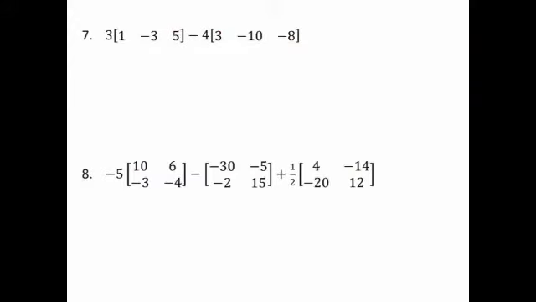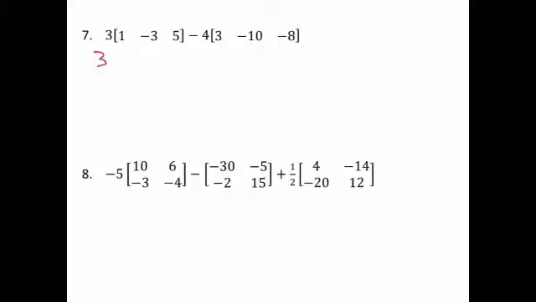Alright, moving on with the matrix operations worksheet. So that was the entire front side, solving all those equations. On this next part, you just need to do the operations. So like here, with that 3 in front, you just do 3 times all those pieces. And this -4 in front, you can do -4 times all those pieces. Or you can just do 4 times it and then subtract.